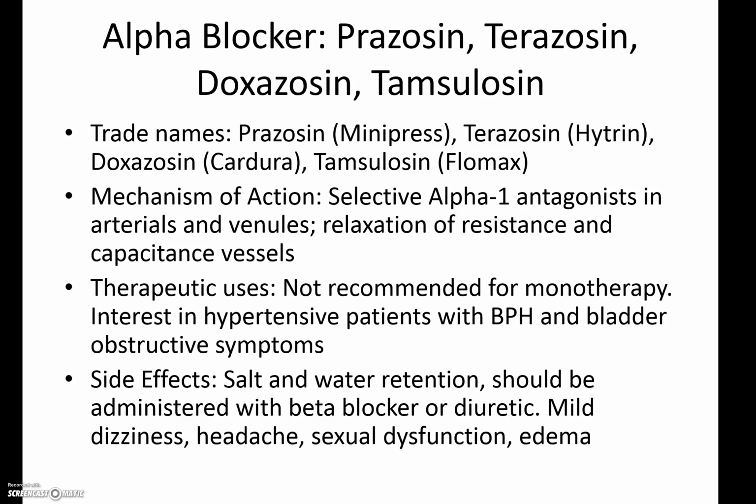Moving on to alpha blockers, these tend to be your zosins, things like prazosin, terazosin, and doxazosin. They are selective alpha-1 antagonists, causing relaxation of the vessels and otherwise causing more compliance of the vessels. Generally, we're not going to be using these for monotherapy for hypertension. You might use these in a hypertensive patient with BPH because it can be beneficial for BPH individuals as well.